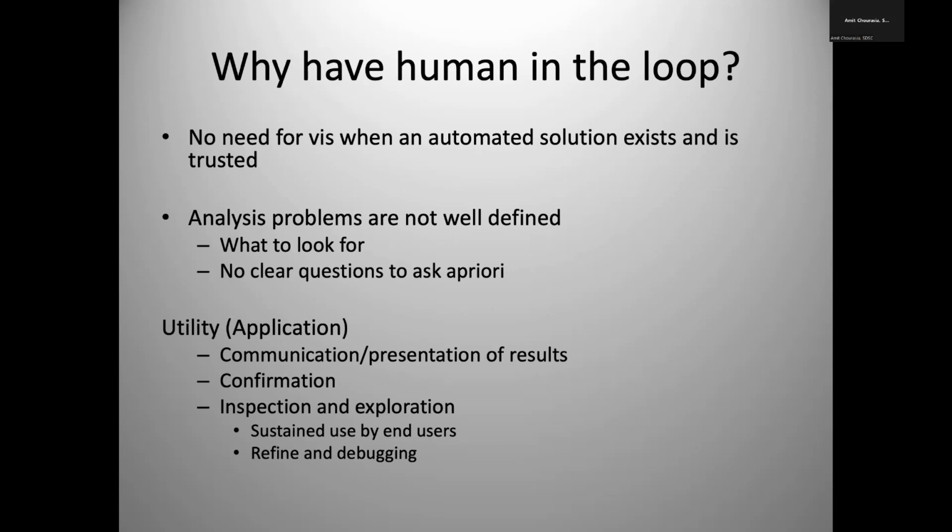The question is, why do we want to have some human in the loop, right? Why can't we automate all these things? Well, the problem is somebody has to create that automated solution, right? So if you already have an automated solution, you don't really need visualization. But when you don't, you need someone to create it, and then someone to validate that whatever that solution is going to do is going to be right.